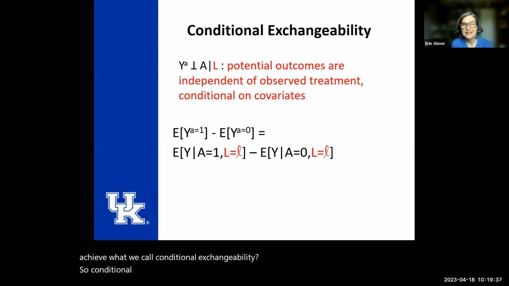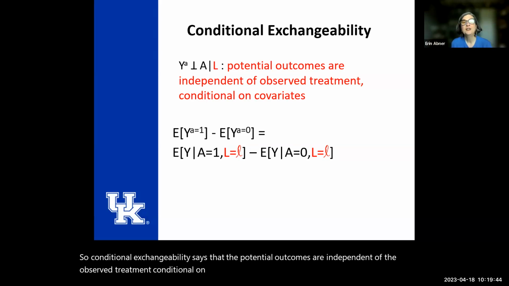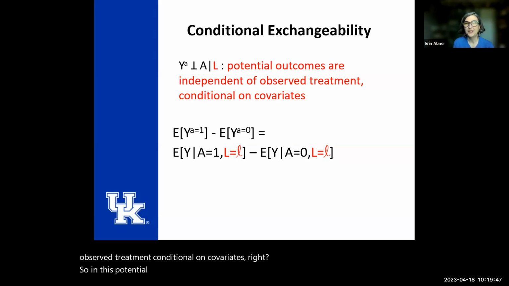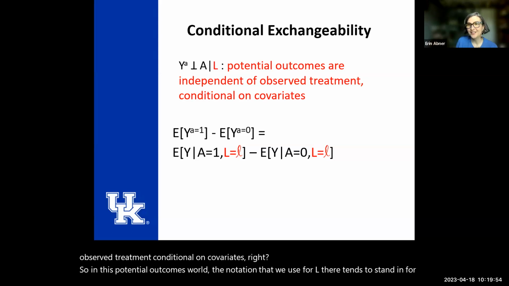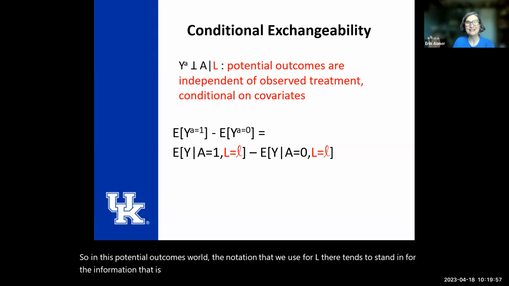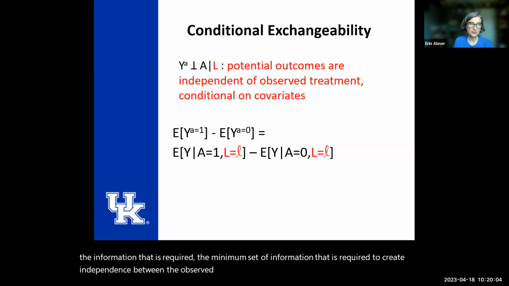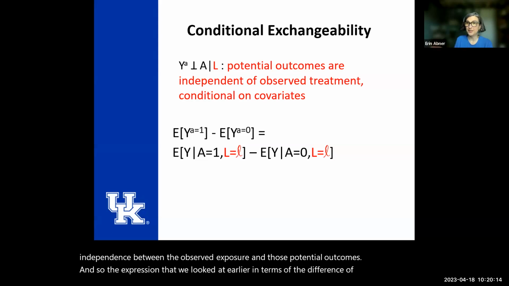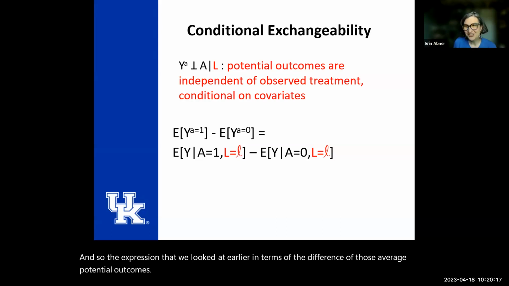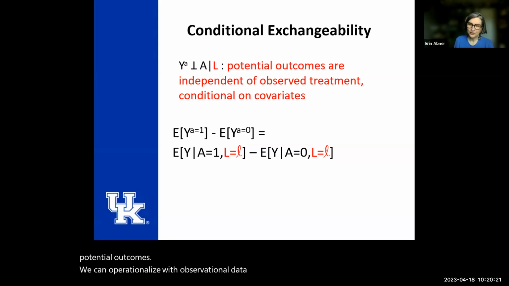So conditional exchangeability says that the potential outcomes are independent of the observed treatment, conditional on covariates, right? So in this potential outcomes world, the notation that we use for L there tends to stand in for the information that is required, the minimum set of information that is required to create independence between the observed exposure and those potential outcomes. And so the expression that we looked at earlier in terms of the difference of those average potential outcomes, we can operationalize with observational data by including those covariates in L.